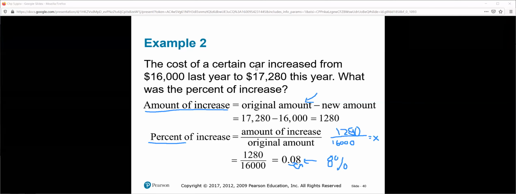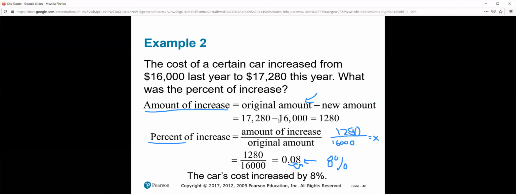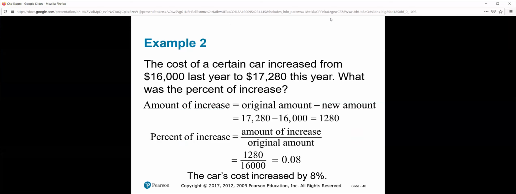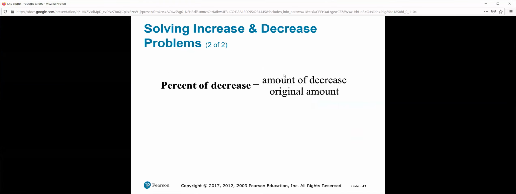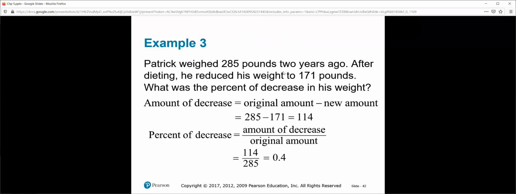Voila, we have an answer. Sweet. The cost of the car jumped 8% from last year to this year. Decrease, I'm not going to go over this in too much depth. This is the exact same conversation, except instead of adding things, we subtract things.